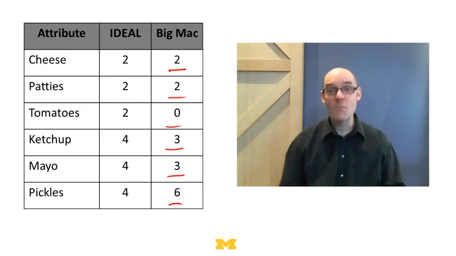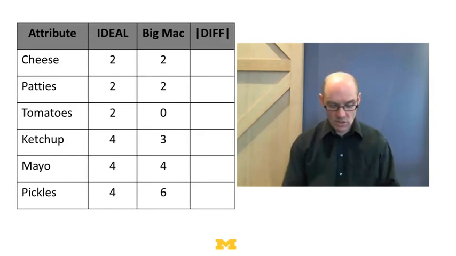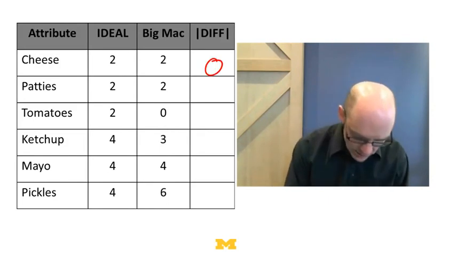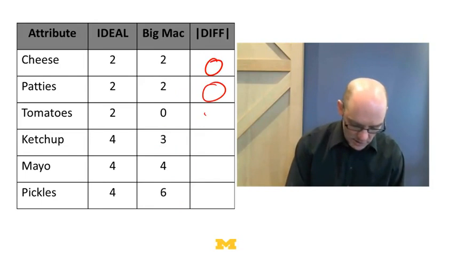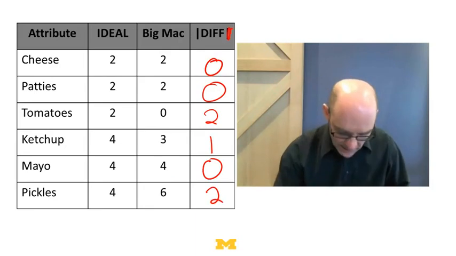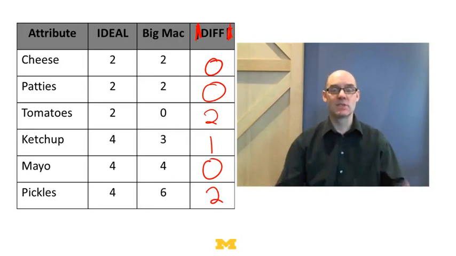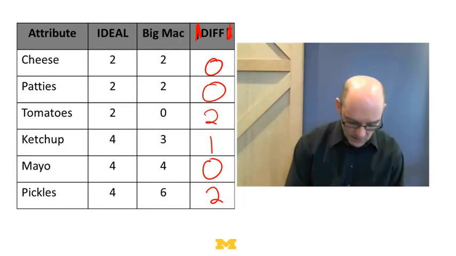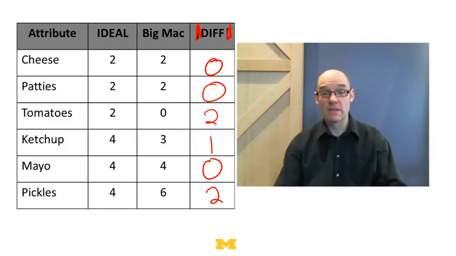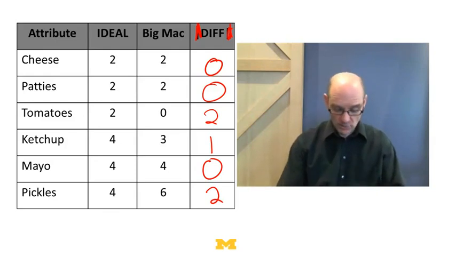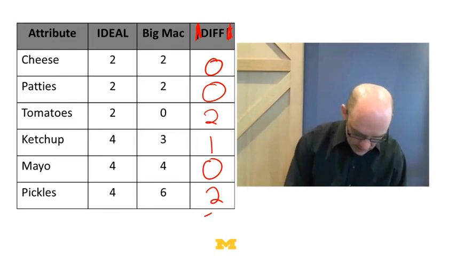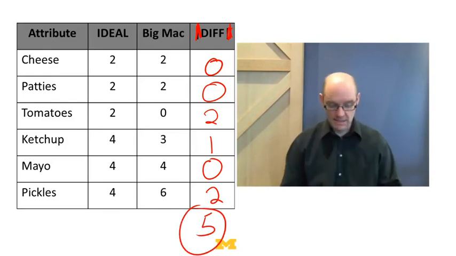So I could ask, how much do I like that Big Mac? What we can do is take my ideal point and the Big Mac and take the difference. So here the difference is 0, here the difference is 0, here the difference is 2, here the difference is 1, here the difference is 0, and here the difference is 2. Now notice I've got these little lines on the side of the difference. That means I'm taking the absolute value of the difference. Otherwise, because it's got too few tomatoes, if I put a -2 here and a +2 here, the too few tomatoes and the too many pickles would cancel out. So what I can do is add all these things up and say that my total distance from the Big Mac is 5.